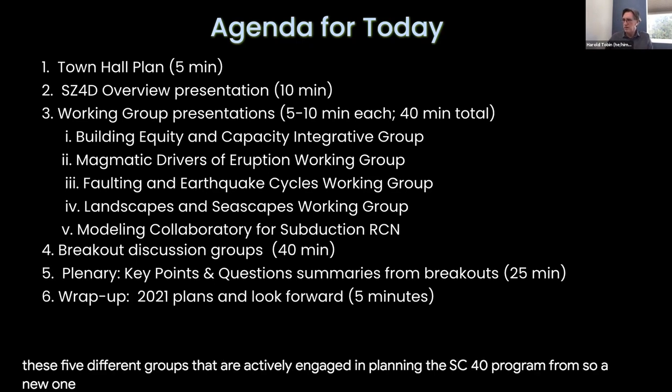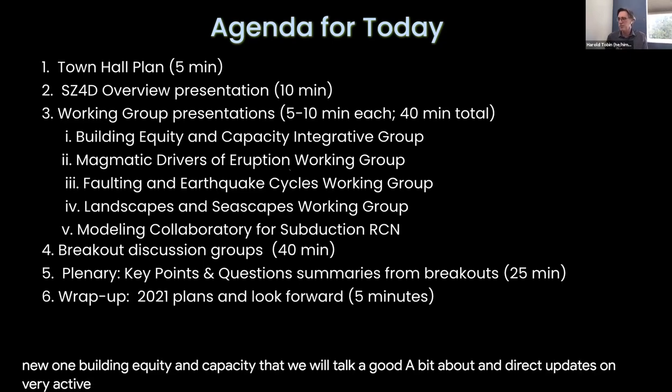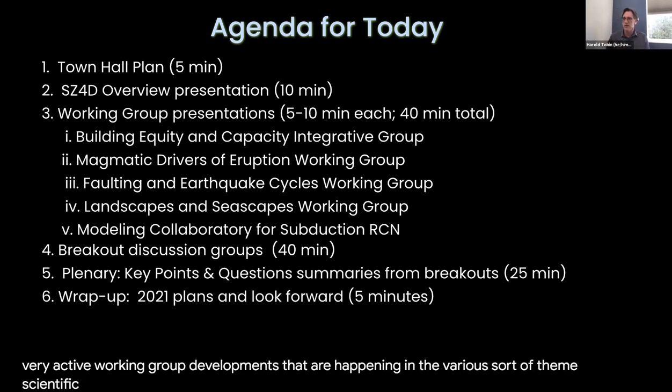A new one, building equity and capacity, that we will talk a bit about, and then direct updates on very active working group developments that are happening in the various scientific thematic working groups, and the model and collaboratory for subduction.